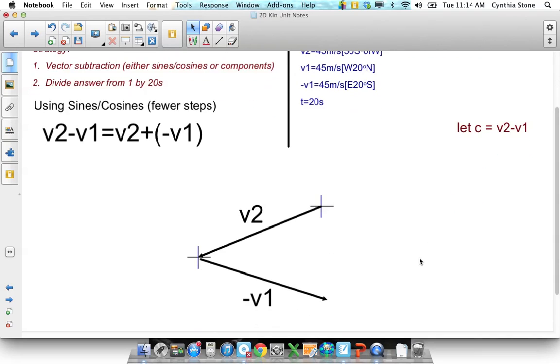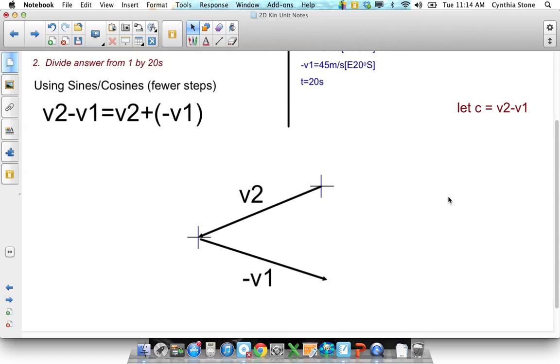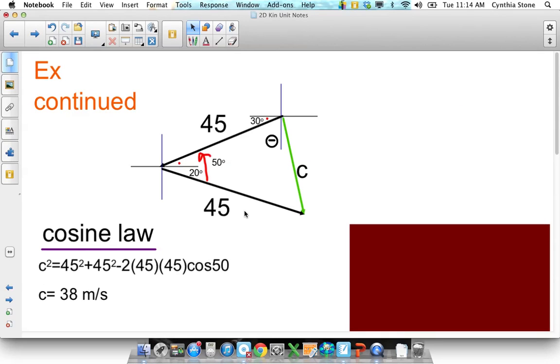And I start the drawing. So here's my v2, and here's my negative v1, east 20 degrees south. So this angle in here will end up being 20 degrees. I don't want to write this out a thousand times, so I just say C is that. Again, if I'm going quick, please just pause. So here's my picture: here's my V2, here's my negative V1. The magnitudes are just 45. You don't change the sign, it's just magnitudes. And here's my final vector, from the very start to the very finish.